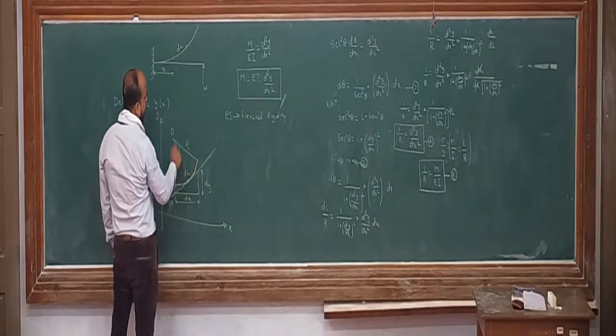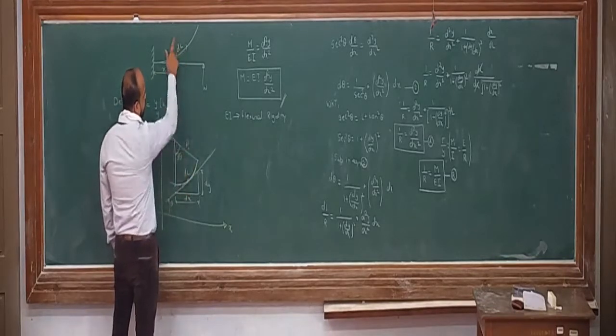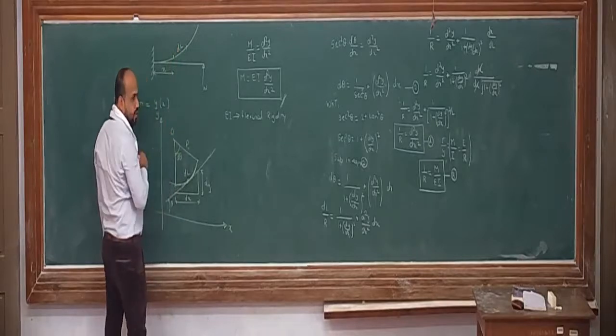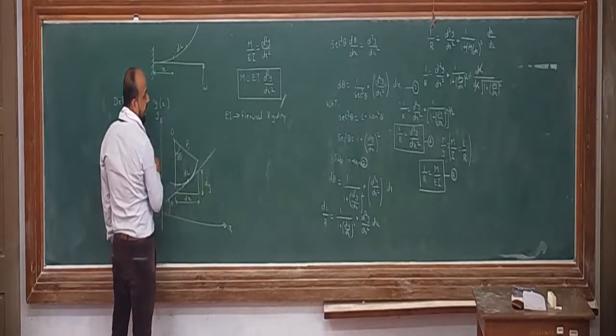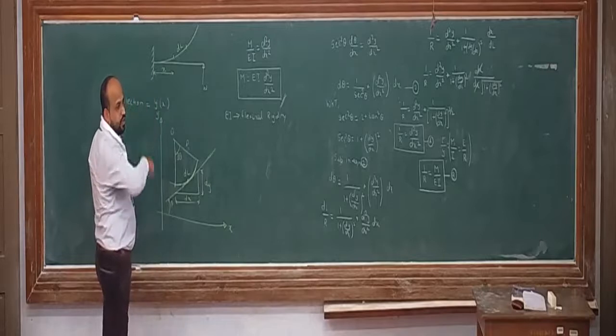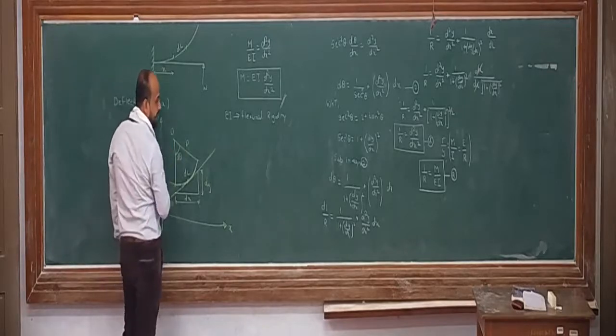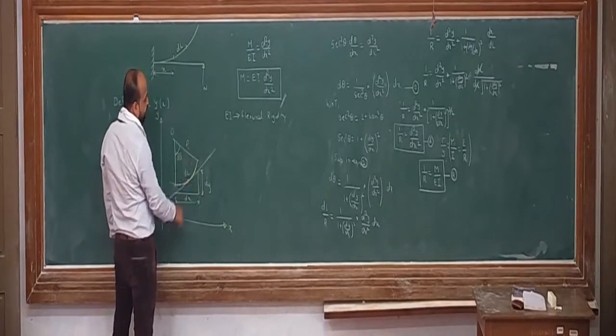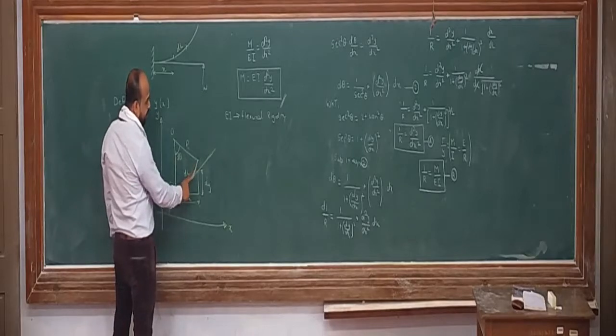I will try to join those two ends. Where they meet, that point I call O. This is nothing but the radius of curvature, how that curve is going to be traced. Then I will project these two points. This is nothing but the length of the deflected curve.